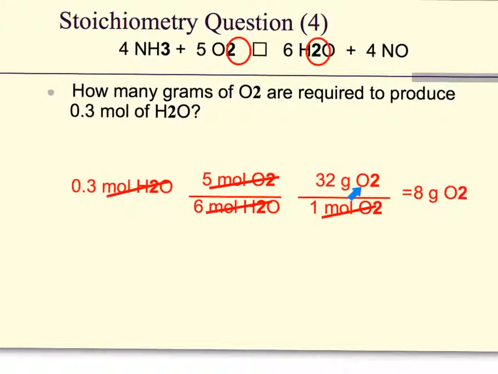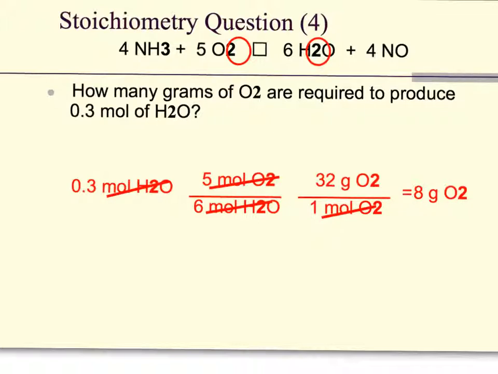Now on this equation, let's look at this right here. We are dealing with O2. Remember, oxygen is diatomic. Therefore, the weight of oxygen would be 32 because our formula is O2. Be aware of this and make sure with O2 you are writing down 32 and not 16. So we have 32 grams of O2 over 1 mole. Units cancel. Answer: 8 grams.